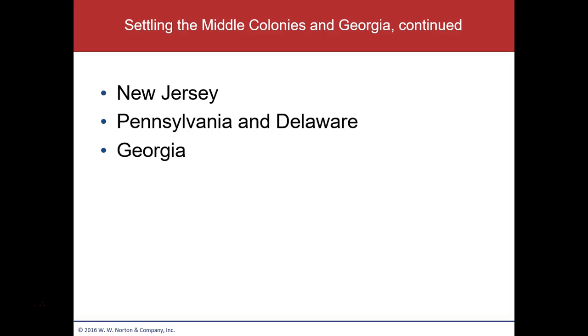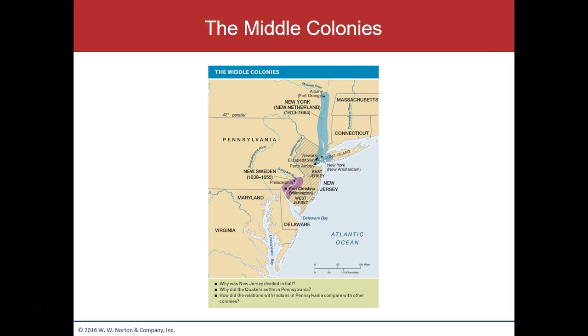Georgia is created as a buffer state between the colonies and the lawless lands of Spanish-controlled Florida, and it's led by James Oglethorpe. In 1754, control of Georgia reverts back to the crown. So we're getting closer to 1776 here. This is the middle colonies right here. You have New York, New Jersey, Delaware, Pennsylvania. Those are your middle colonies.